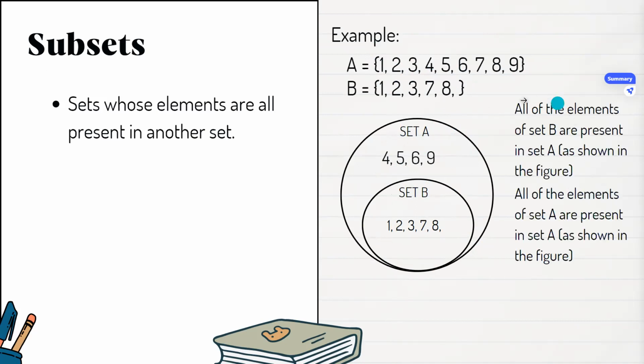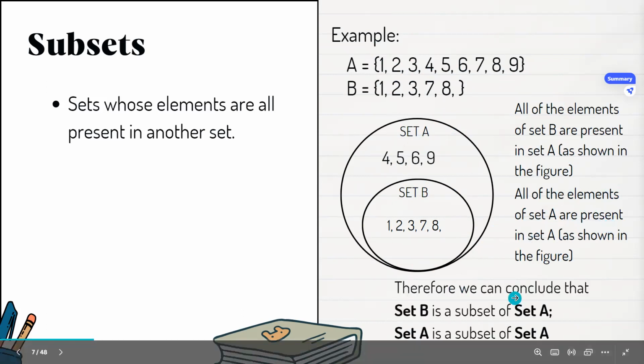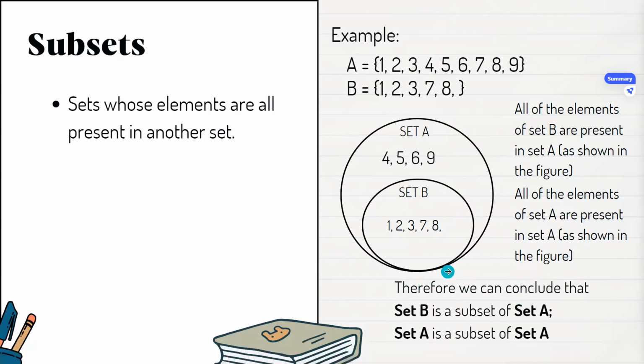And we can see that all of the elements of set B are present in set A. And all of the elements present in set A are also present in set A. Therefore, we can conclude that set B is a subset of set A, and set A is also another subset of set A. Now, with this confusion in mind, maybe some of you are wondering, how can a set itself be considered a subset of itself?